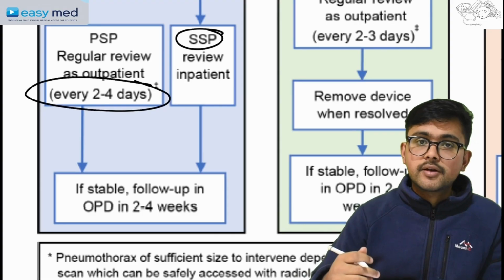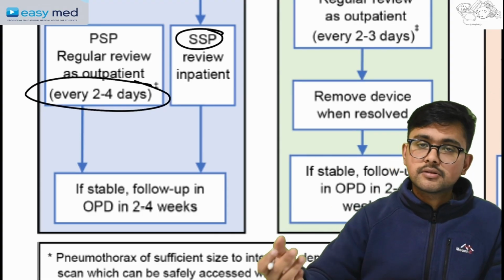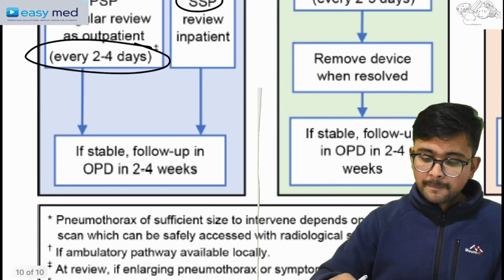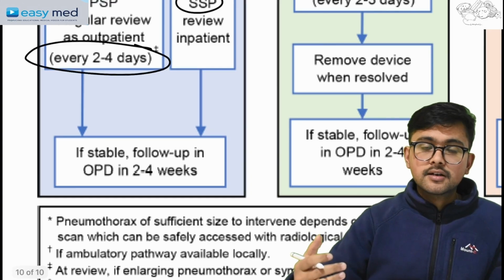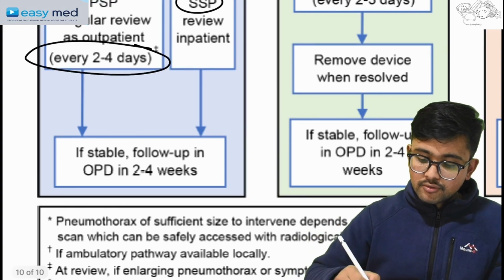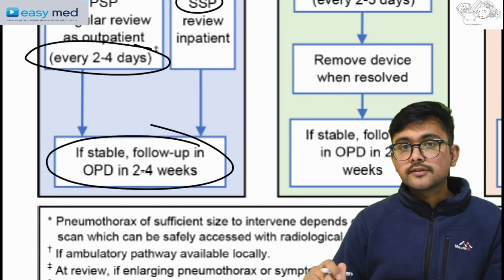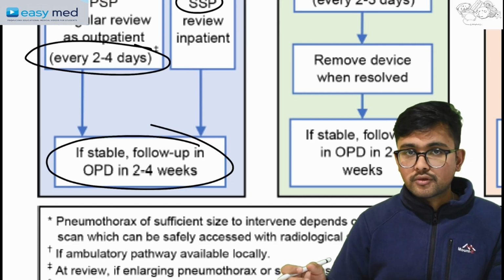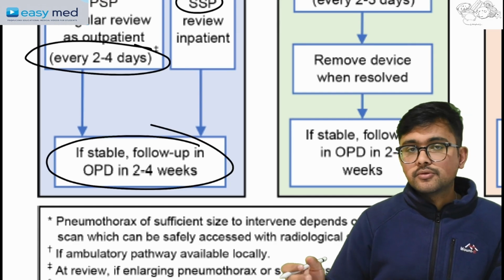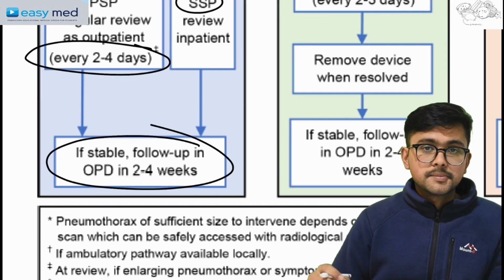Some guidelines say you have to repeat the X-ray in 4 hours. Some mention repeating the X-ray in 24 to 48 hours. Once the check X-ray is done and both the check X-rays are normal, you ask the patient to follow up in about 2 to 4 weeks. And in about 2 to 4 weeks, if there's no pneumothorax, then you don't have to follow the patient up in the future.